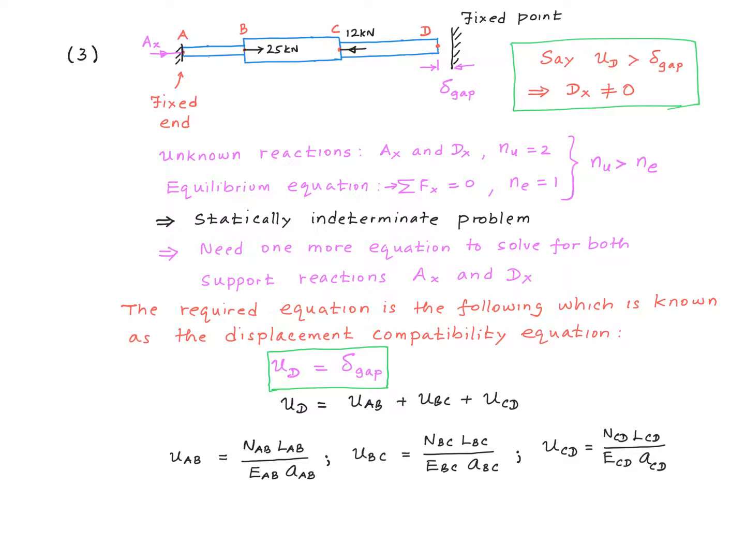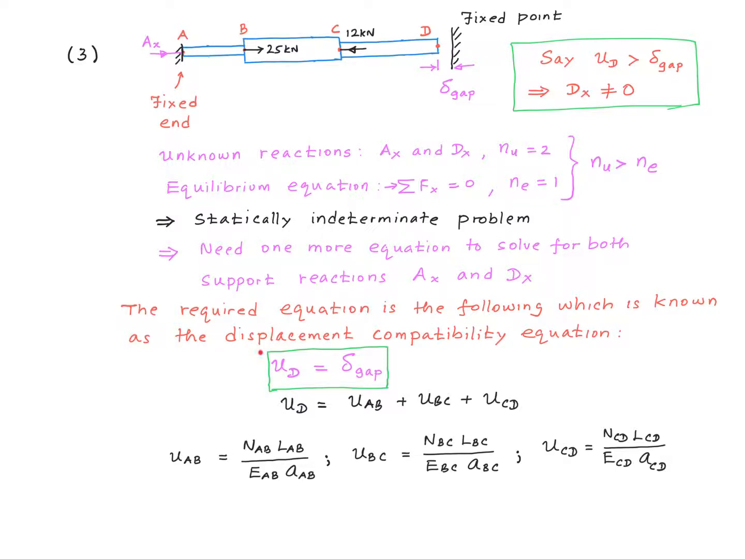What's going to happen? Point D is going to try to move beyond that fixed point, but the fixed point does not allow that to happen, right? And this will lead to the development of a reaction at point D. In other words, we're going to end up having two support reactions, AX and DX, like in example number 2. The problem becomes a statically indeterminate problem. We need one more equation to solve for both unknowns, and we approach this problem in exactly the same way we approached example number 2.